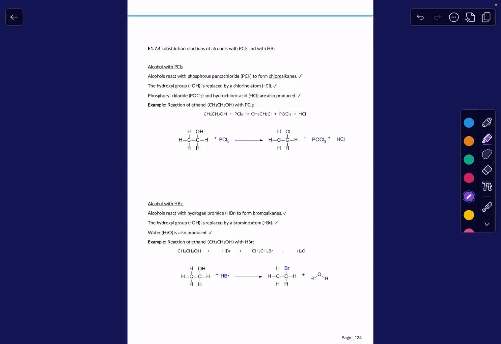So if we see ethanol with sodium hydroxide, sorry. So if we see those things together, we know it's an elimination. I can't get my words together.